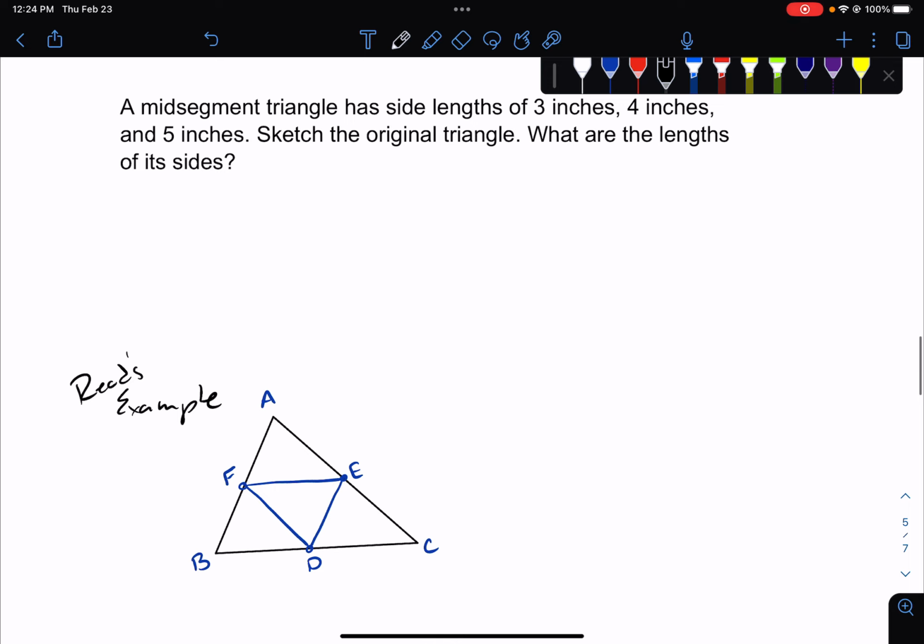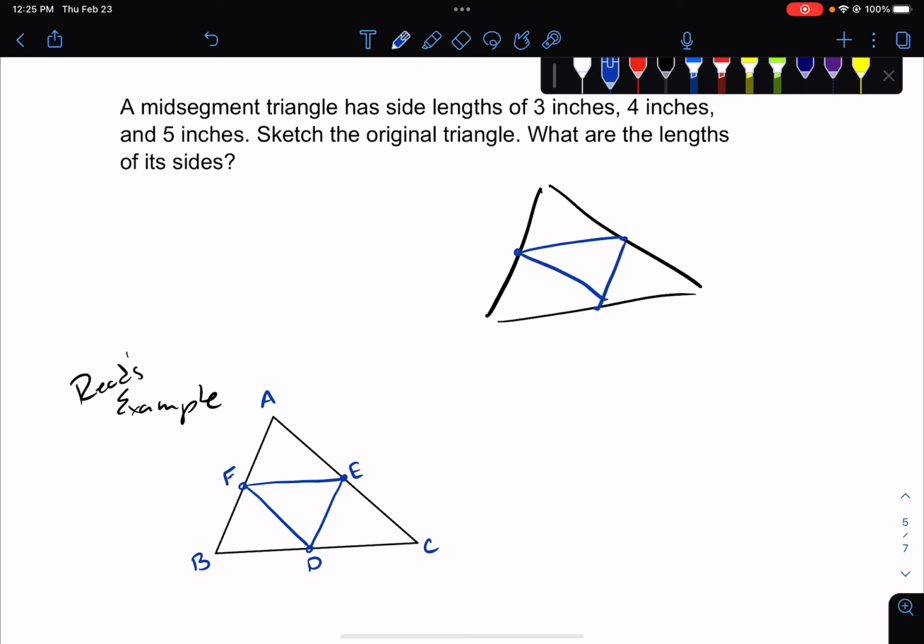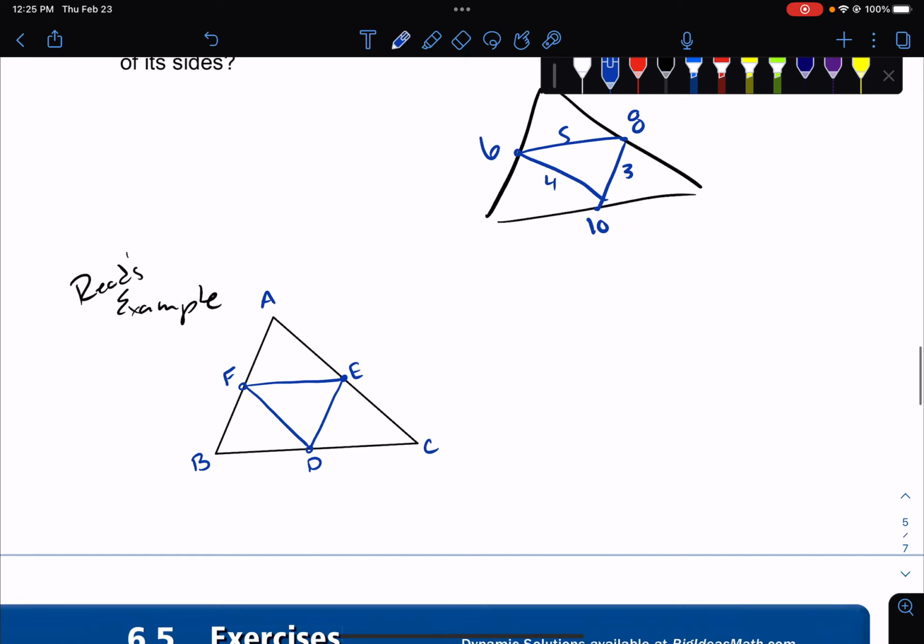A mid-segment triangle has lengths of 3, 4, and 5. All right, so a mid-segment triangle, if I have a triangle drawn right here, is the triangle that is formed by connecting the mid-segments, all right? So if this triangle has lengths of 3 and 4 and 5, then the real triangle, since those are all mid-segments, this one would be 10, this one would be 6, and this one would be 8. Done with that one.